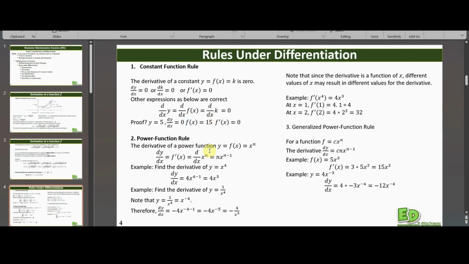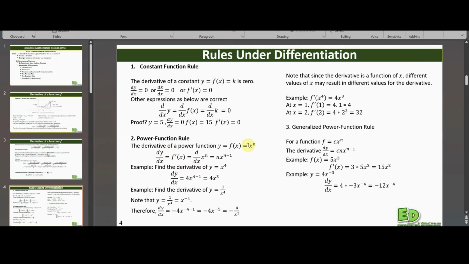The derivative of a power function y is equal to f of x, which is equal to x to the power n. So we've been saying earlier on that y is equal to f of x, or f of x is equal to y, because the function can be given to you like this: y is equal to a function, or f of x is equal to the function. But when that function is being raised to a power, how do you differentiate it? So it says that dy over dx, right? So if it's given in terms of y, say you have y is equal to a function, you will say dy over dx. But if it is f of x is equal to a certain function, we will say f prime of x. Then we differentiate.